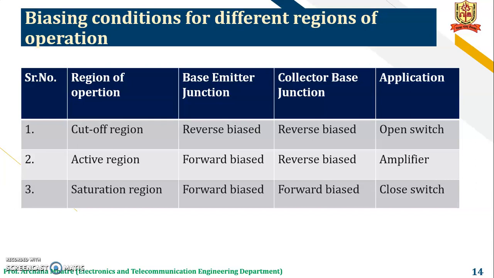Second region is active region. In this region, the base emitter junction is forward biased, collector base junction is reverse biased, and the application is the transistor will act as an amplifier in this active region. Third is a saturation region. In the saturation region, the base emitter junction is forward biased. The collector base junction is also forward biased, and the application in this region is that the transistor will act as a closed switch in its saturation region.